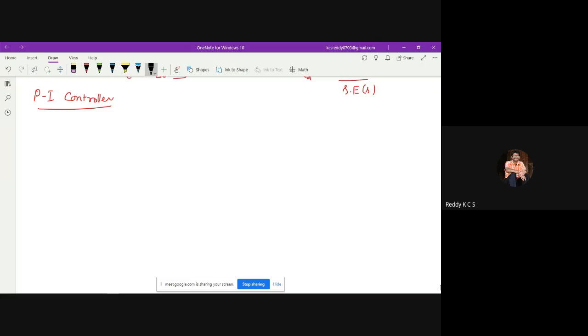Right? So in the PI controller, proportional plus integral, it is a combination. Here the manipulated signal, I can write directly, that is m of t, is proportional plus integral. Just now we got it. What is the manipulated signal value for the proportional controller? That is Kp into e of t.